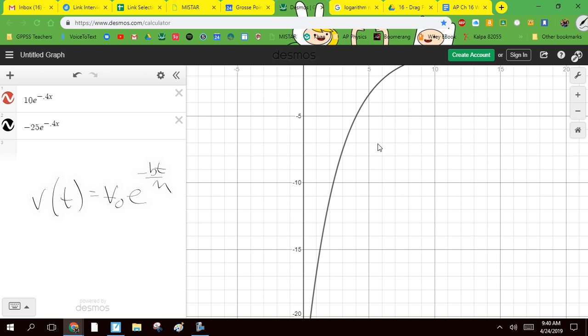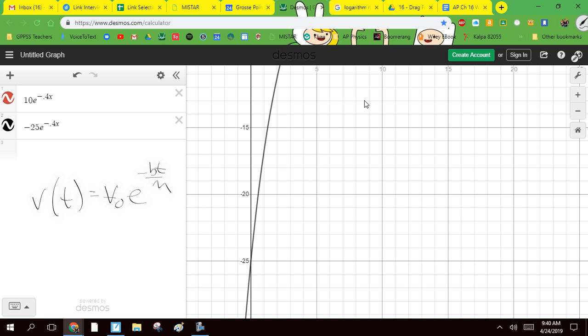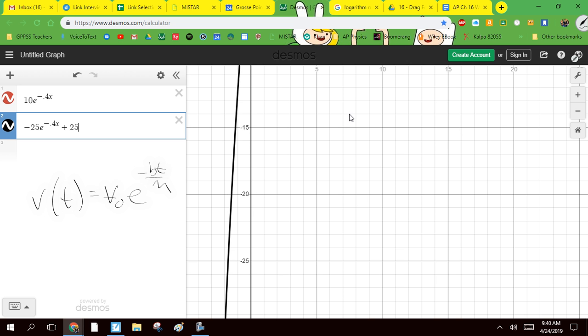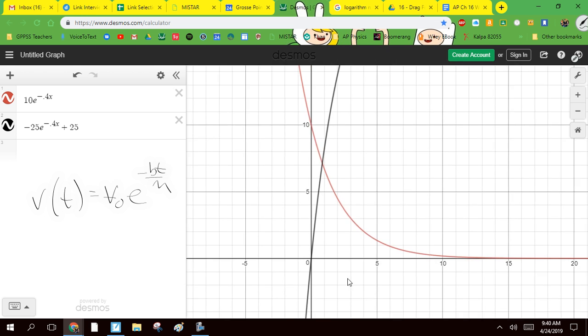Oh yeah, this works. I'm sorry. So what's our position at time 0, you guys? I haven't thrown it yet. What's the position? 0. Oh, but my graph shows the position at time 0 being negative 25. So let's add 25 to shift this thing up so it starts at 0. So now here are my 2 graphs.